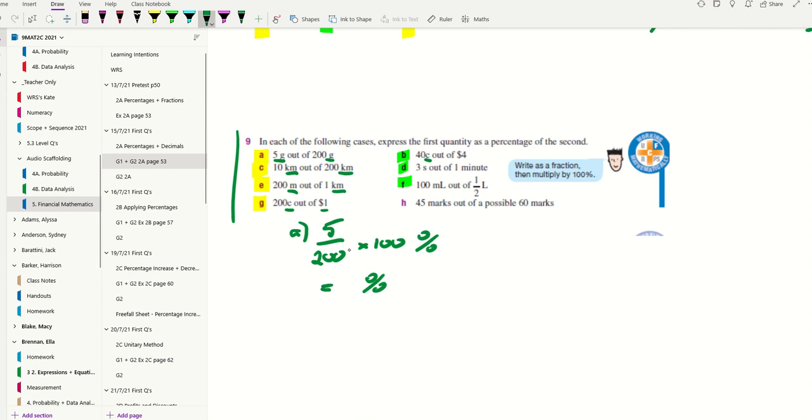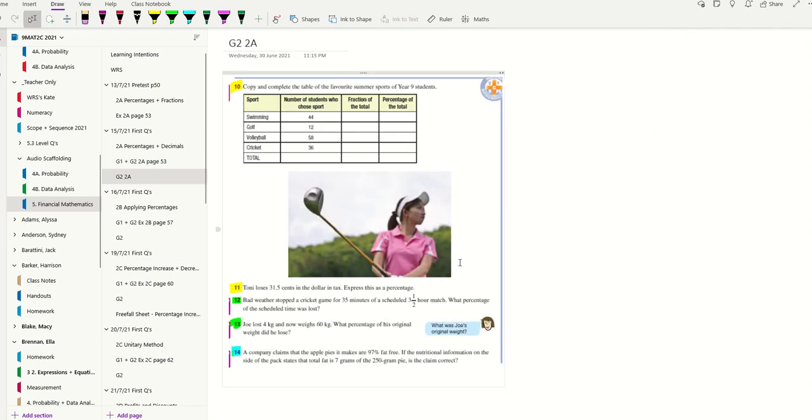Now over here we've got cents and dollars, so we've got to convert dollars to cents. We've got seconds and minutes, so we're going to convert the 1 minute to 60 seconds. We've got millilitres out of half a litre, so maybe convert that half litre to millilitres, and then you've got marks and marks, so they are the same. Okay, so have a go at those. When you finish those, you should get through them without any problems.